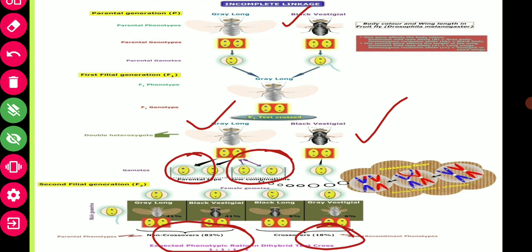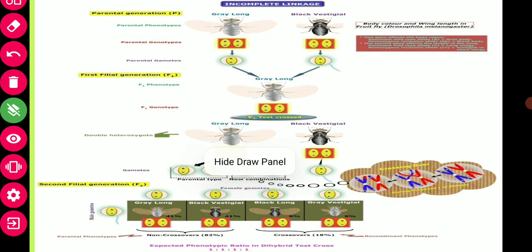There is no complete linkage. In case of complete linkage, all the progeny would have been of the parental type. No new individuals would have formed. But he observed new combinations or new genotypes, but in lesser frequency. That is why he called it incomplete linkage.